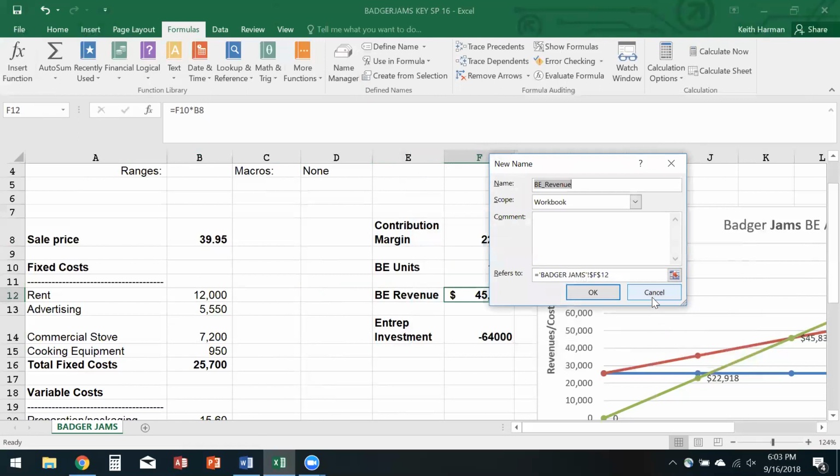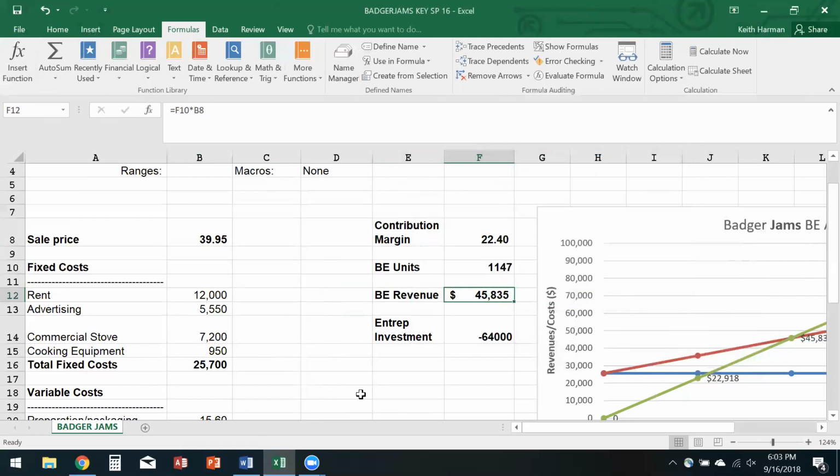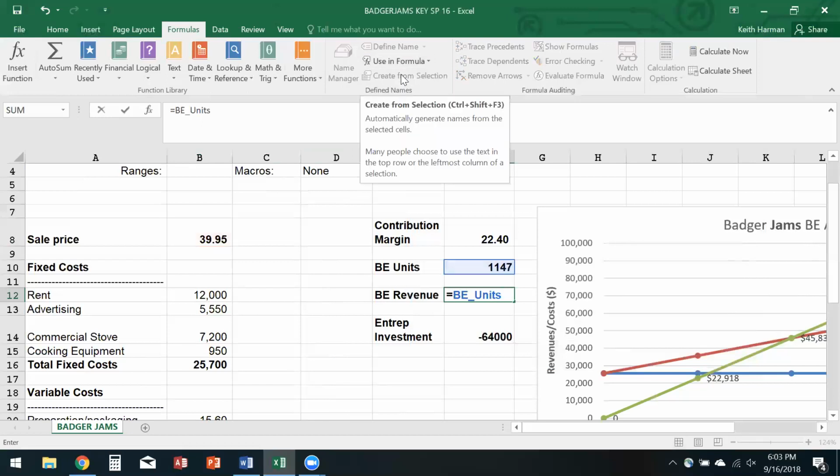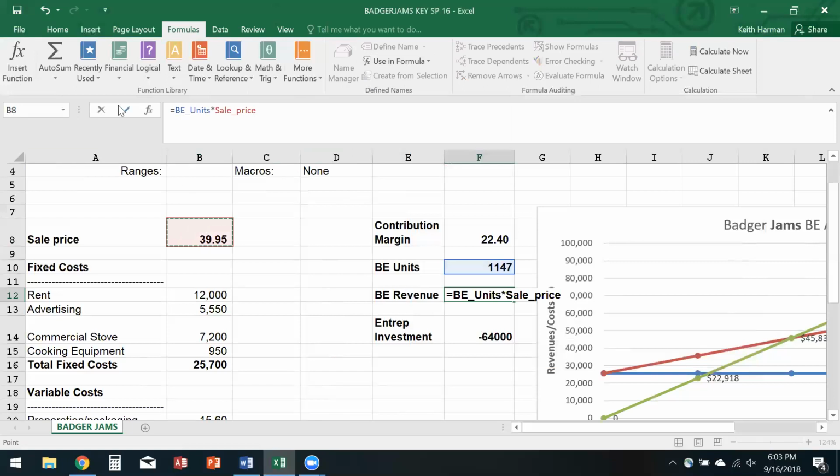Okay, wait a minute here. Cancel it. We're ready to do our calculating, and we're going to use it in a formula, and that's going to be the break-even units times the sale price. It's Sunday night, and I'm tired. I apologize, I'm fumbling through this. Here you go. Now, let's think about this for a minute.